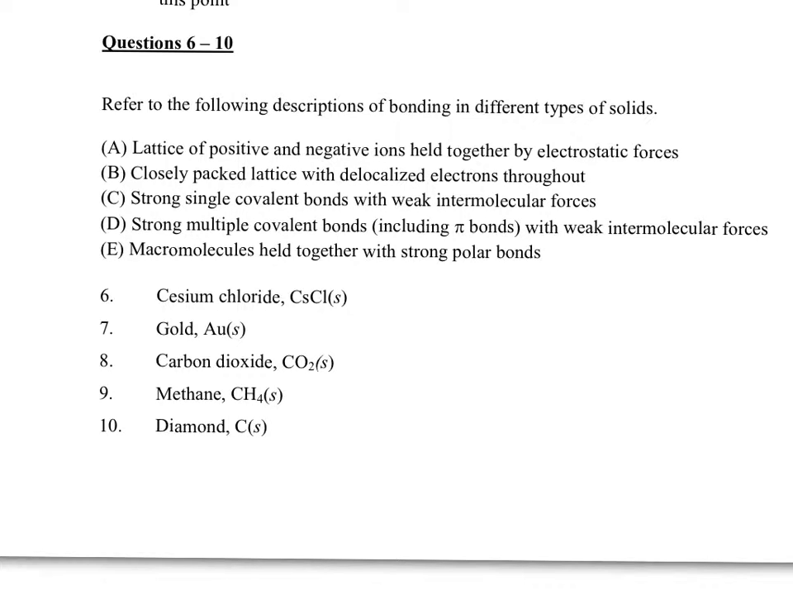Refer to the following descriptions of the different bond types of solids. A lattice of positive and negative ions held together by electrostatic forces. Guys, you've got to get this. It's a cation and an anion. It's a metal and a non-metal. So 6 is A.